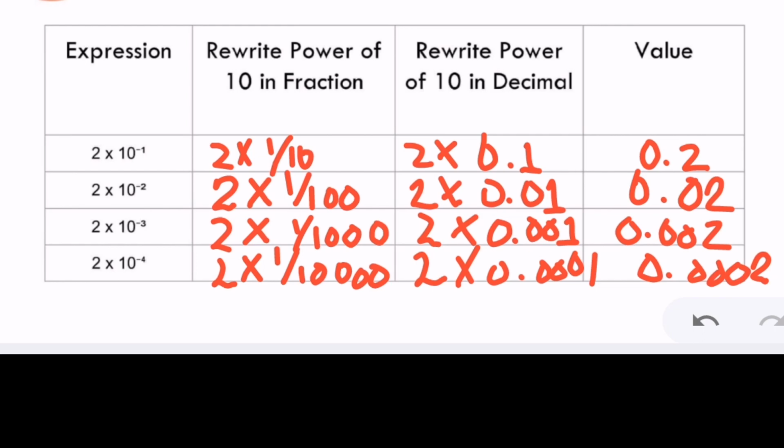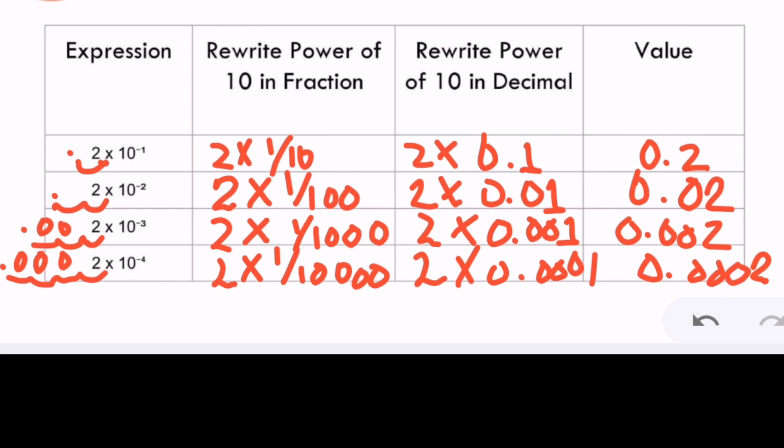that we obtain. Let's have 10 raised to negative 1. From 2 it became 0.2, so the decimal point from here was moved to the left once. From 2 it became 0.02, it was moved twice. Now from 2 it became 0.002, and that is moved thrice, or 3 times. And lastly, from 2 it became 0.0002, it was moved 1, 2, 3, 4. To have this one, it was moved 4 times.